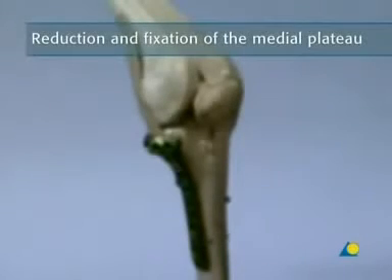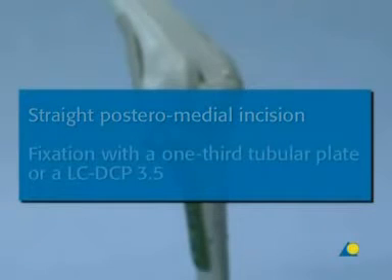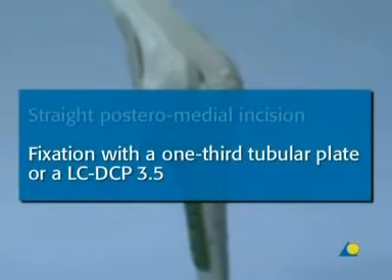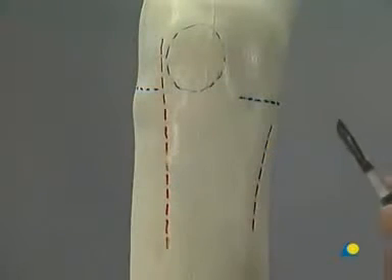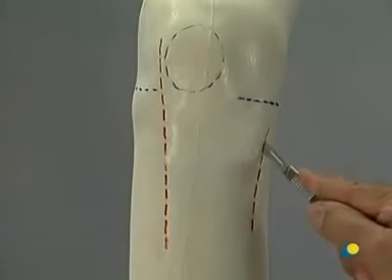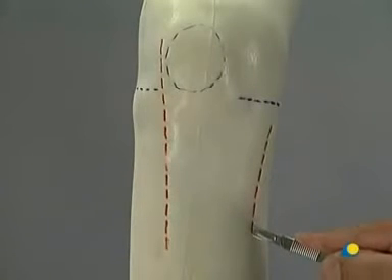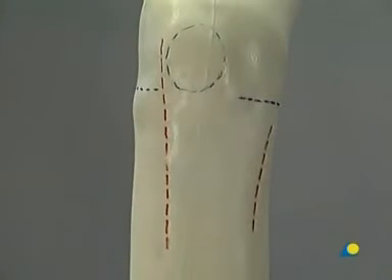Reduction and fixation of the medial plateau. First, a straight posteromedial incision, and second, fixation with a 1/3 tubular plate, or an LC-DCP 3.5. The medial incision is directly dorsal to the pes anserinus, which is elevated or partially incised, depending on the fracture configuration.